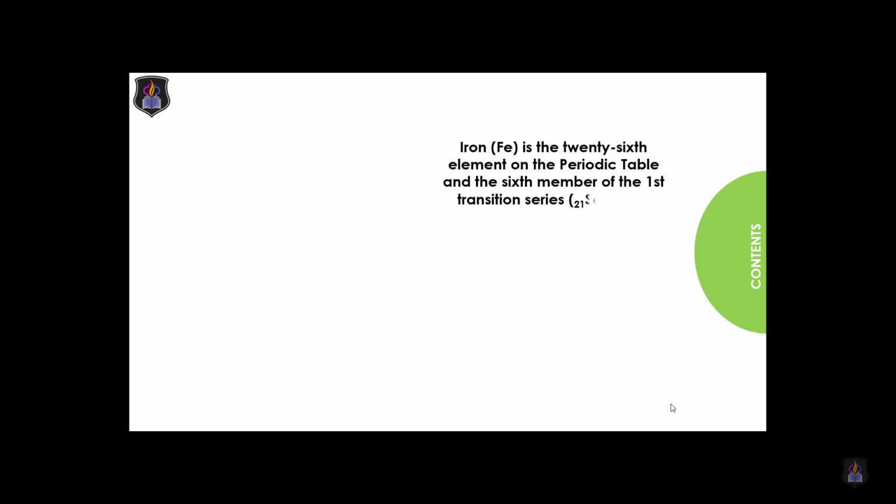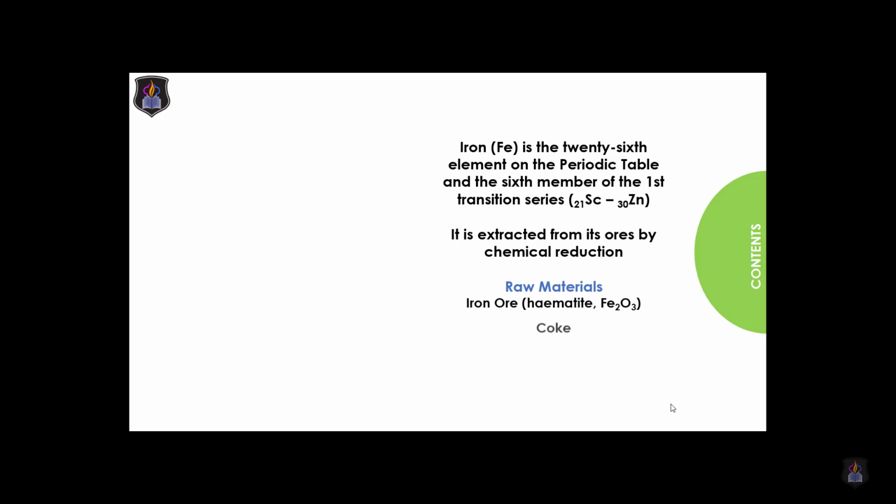Have you ever wondered how the iron used for making your gates or burglar proofs is obtained? Iron is the 26th element on the periodic table and the 6th member of the first transition series. Due to its moderate reactivity, it is extracted from its ore by chemical reduction. The raw materials used in the extraction of iron are iron ore, coke, limestone, and blast of air.